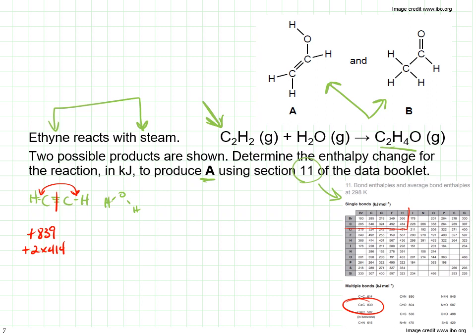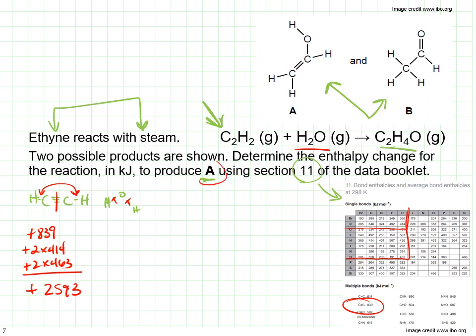And then in my water, I have just that one water molecule, 2 bonds that I have to break in that molecule. They're both an O-H, and so that bond enthalpy looks like 463. So that's the energy that we need to add: 839 plus 2 times 414 plus 2 times 463 gives us a grand total of positive 2,593 kilojoules of energy needed to break all the bonds.